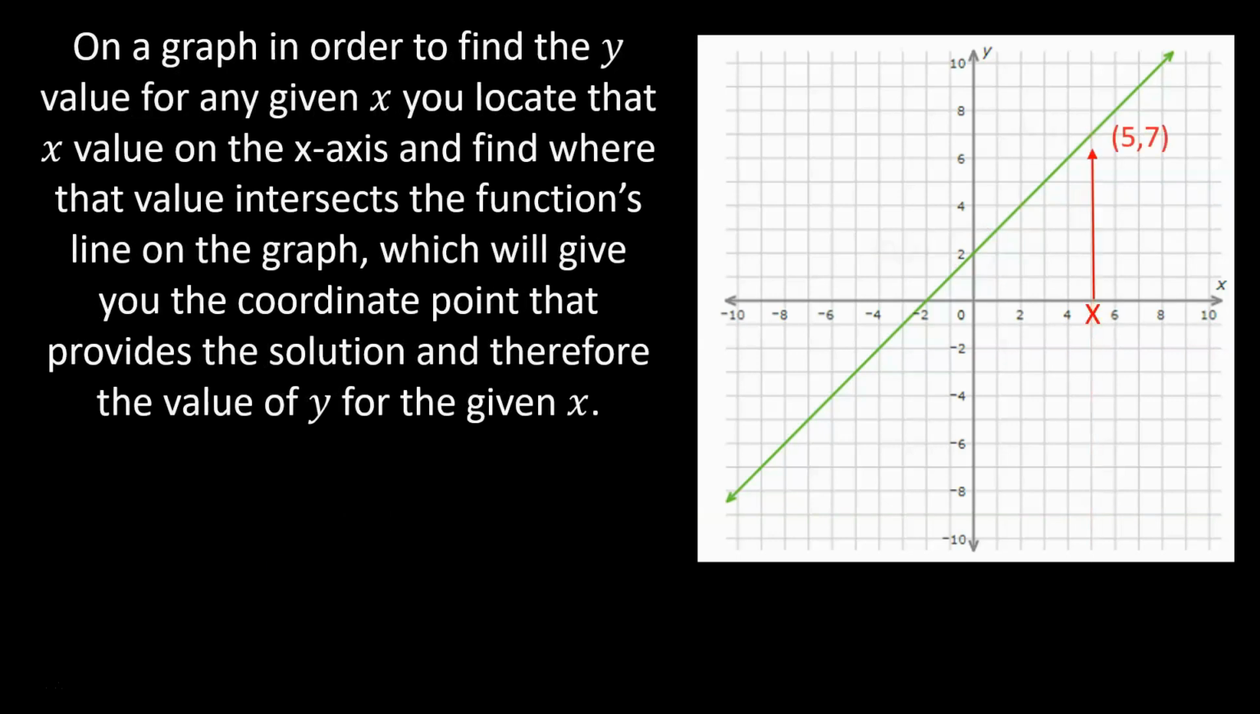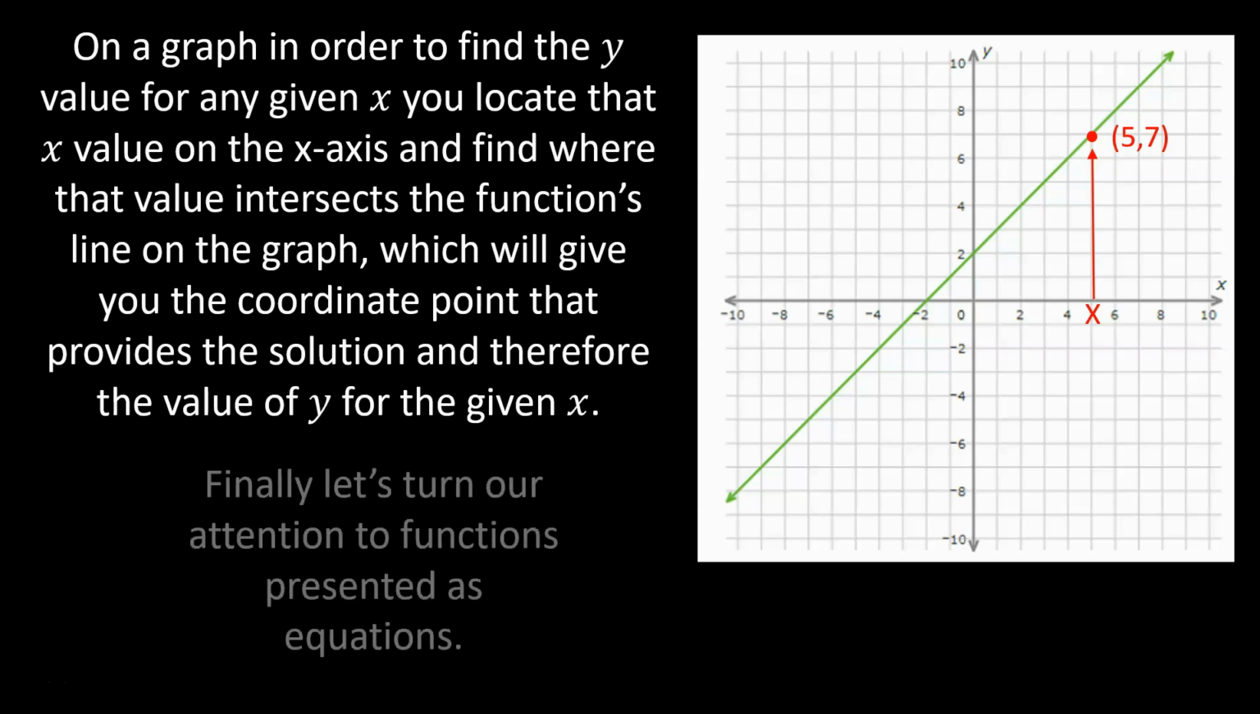On a graph, in order to find the y value for any given x, you locate that x value on the x-axis and find where the value intersects the function's line on the graph, which will give you the coordinate point that provides the solution and therefore the value of y for the given x. Here in our example, we've chosen 5 on the x-axis, and as you can see, following that up until it intersects with the line becomes 5, 7. So our value for y is 7 when the value for x is 5.